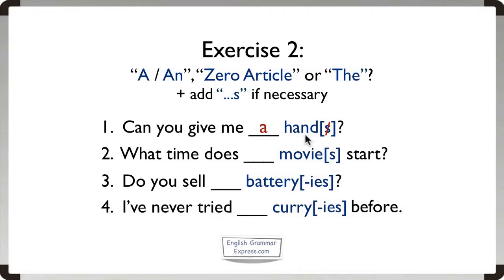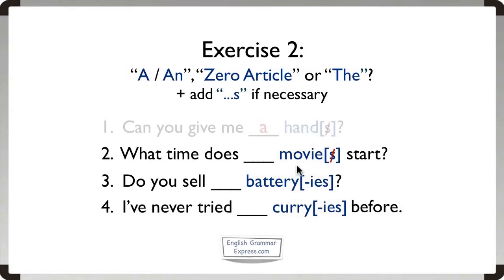I should also say, can you give me a hand is an expression. It means, can you give me some help? Number 2 now. What time does something movie start? Well, the noun of the sentence is movie, and the first question is, is this movie singular or plural? Well, the use of does indicates that it is singular, so we can cross off the s.